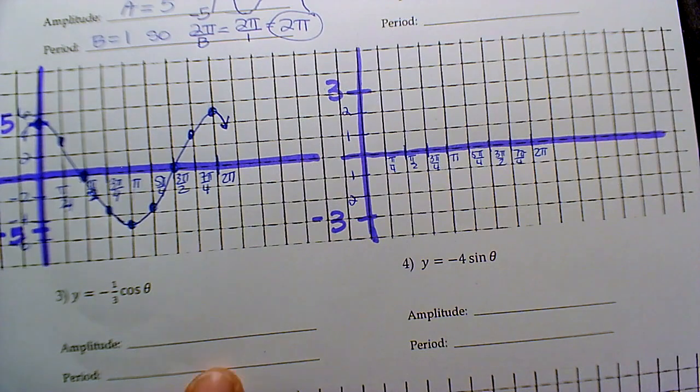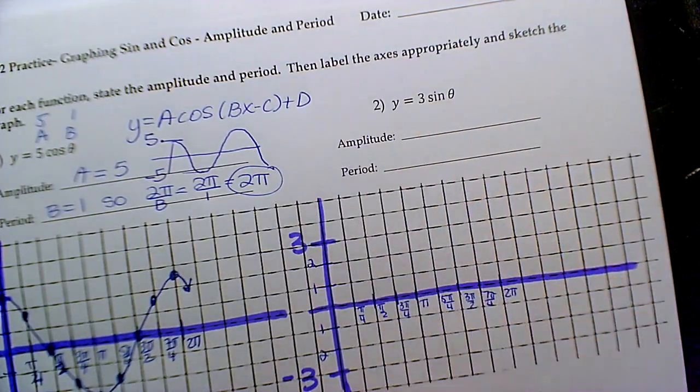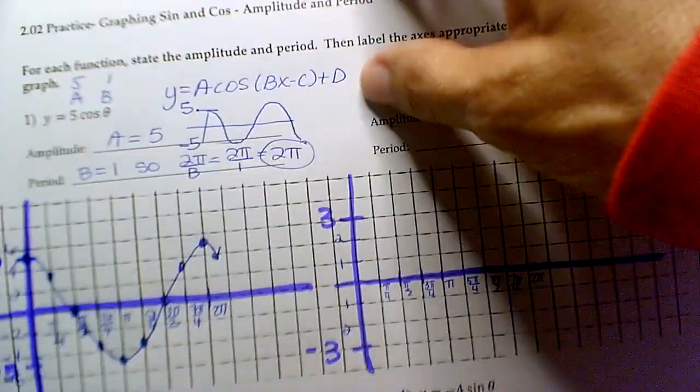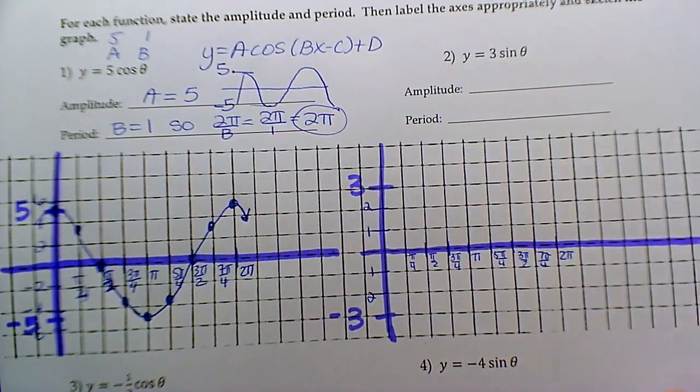Guys, so 3 sine beta is our function. Remember the sine function. Oh, I didn't even do this part. Okay, well, let's do it.